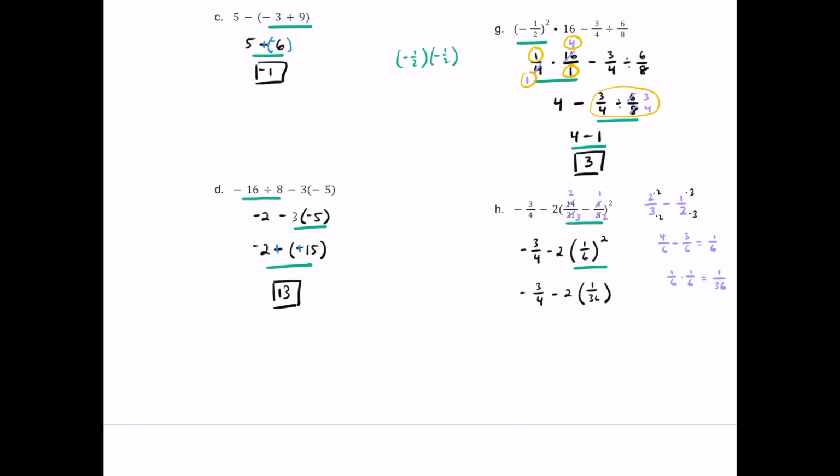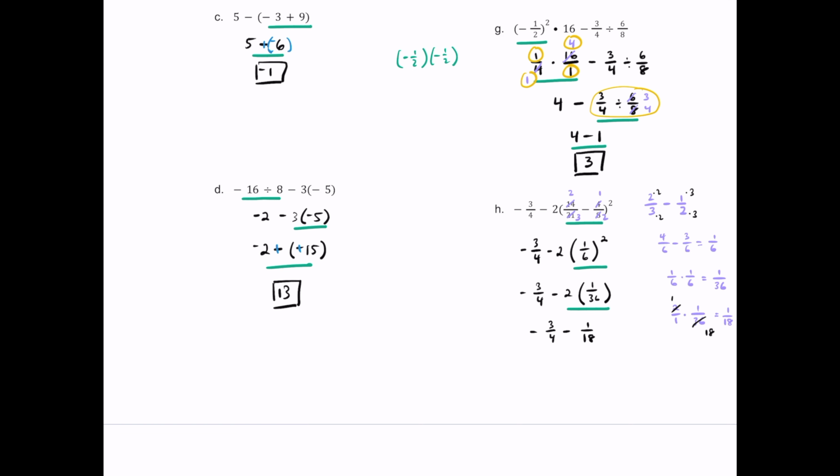Now we can't do subtraction, we got to do multiplication before anything else. So let's see here on the side, 2 over 1 times 1 over 36. We can cross cancel because we're multiplying, so that's 1 and that's 18. And then if we multiply it out, that's going to be 1 over 18. So that'll be negative 3/4 minus 1 over 18.